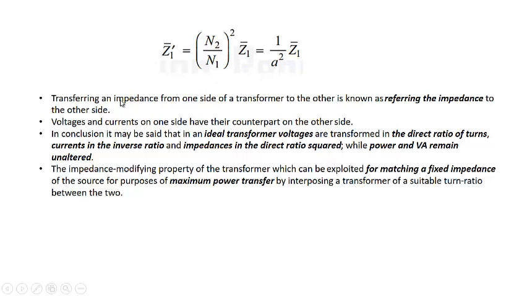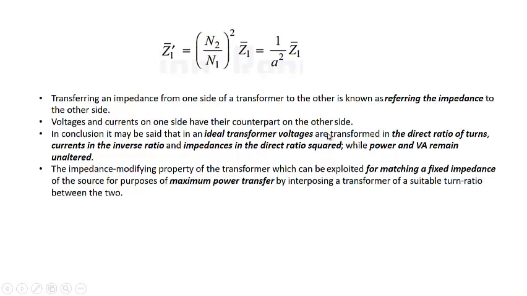So in conclusion, transferring an impedance from one side of a transformer to the other is known as referring the impedance to the other side. Voltage and current on one side have their counterparts on the other side, which are related by the transformer ratio. One will be related by the direct transformer ratio, another by the inverse transformer ratio. In conclusion, it may be said that an ideal transformer transforms impedances in direct turns ratio squared.